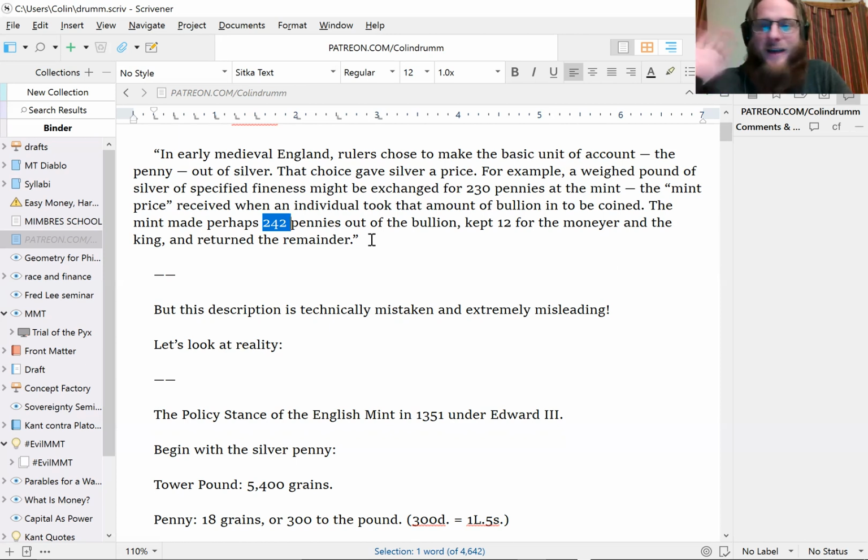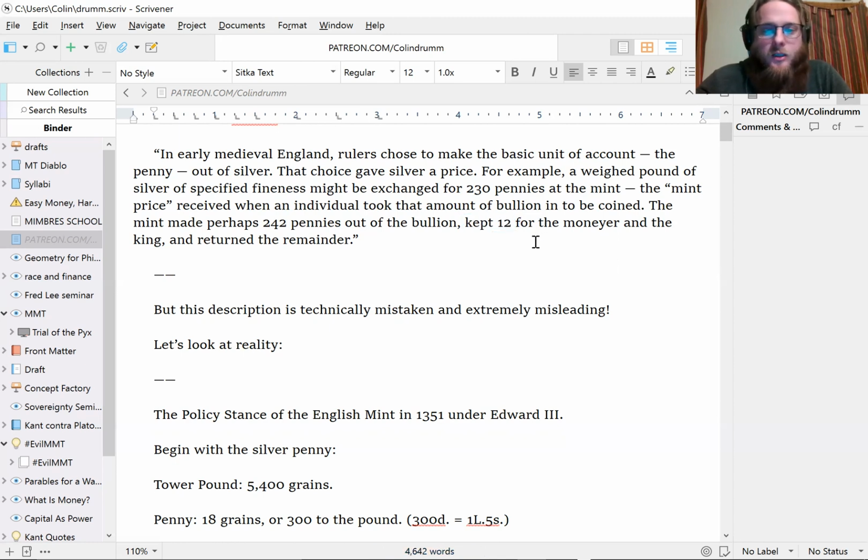I mean, this is fine. The magic of sovereignty. Sovereignty does its magic and says poof, presto, change-o. We're going to make these extra 2 pennies, and there you go. And now 12 of those pennies are going to be kept for the moneyer and the king.